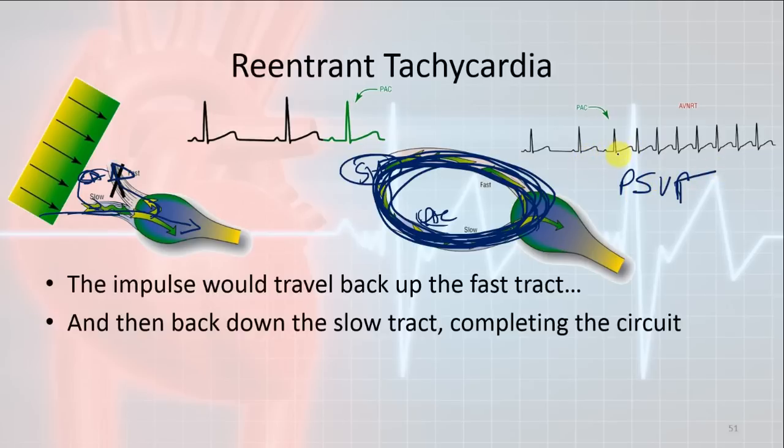I never noticed it before until I started learning about this a little bit more, that every PSVT has a PAC that begins the paroxysmal supraventricular tachycardia. Once I went back and started looking at all my previous rhythms, I found a lot of those rhythms that had the PSVTs, there was a PAC before it, causing this circus reentry right here.